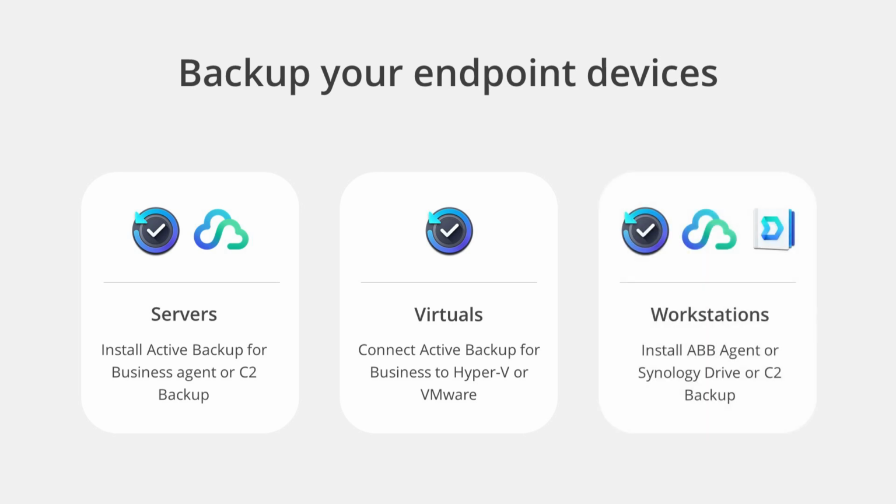Now you can see from this diagram here that Active Backup for Business will cover all these. But you also have a couple different options. For your PCs, you can use Synology Drive to back up at the file level. And then we also have a new feature with our C2 cloud service called C2 Backup, which will allow you to back up your Windows servers and PCs directly to Synology C2 without the use of a NAS.